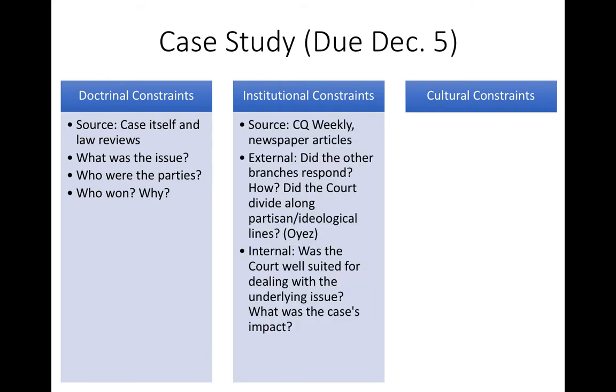As for institutional constraints, sources here may be CQ Weekly databases along with newspaper articles. And as you're well aware, institutional constraints are divided into two groups, external and internal. So as for external institutional constraints, you need to do some research to find out whether the other branches responded to the court's ruling. If they did respond, how did they respond? Did they pass new legislation? Did they attempt to override the court's decision?